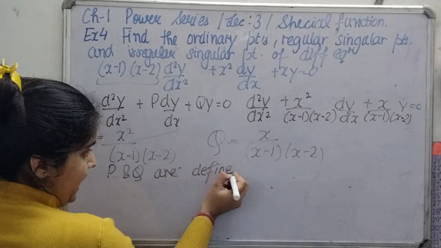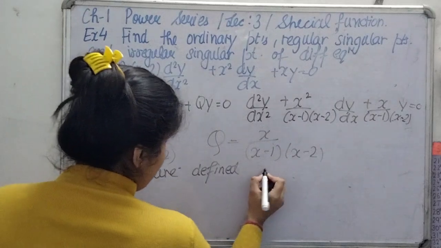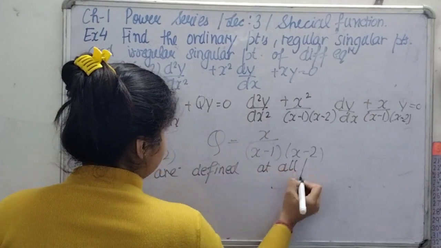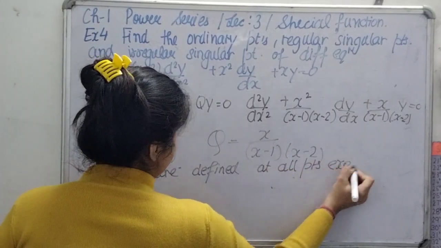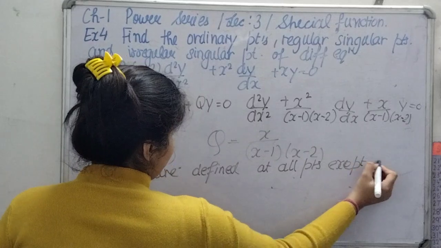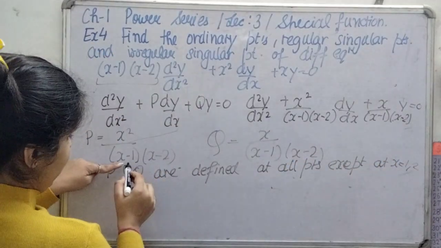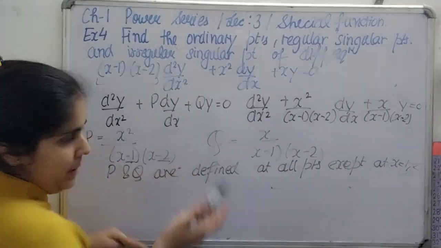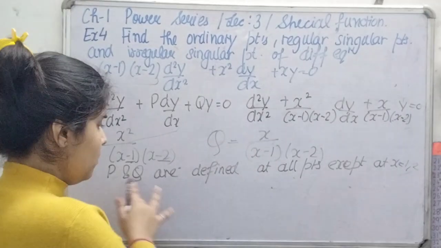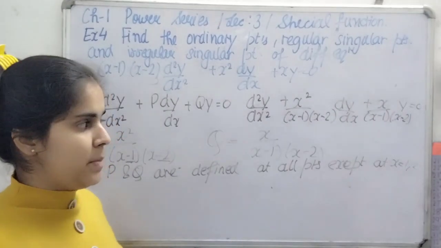You can replace this with analytic at all points except at x is equal to 1 and 2. At x is equal to 1 देखिए ये बन जाएगा infinity, और x is equal to 2 पे भी क्या बन जाएगा infinity. So it is defined at all points except x is equal to 1.